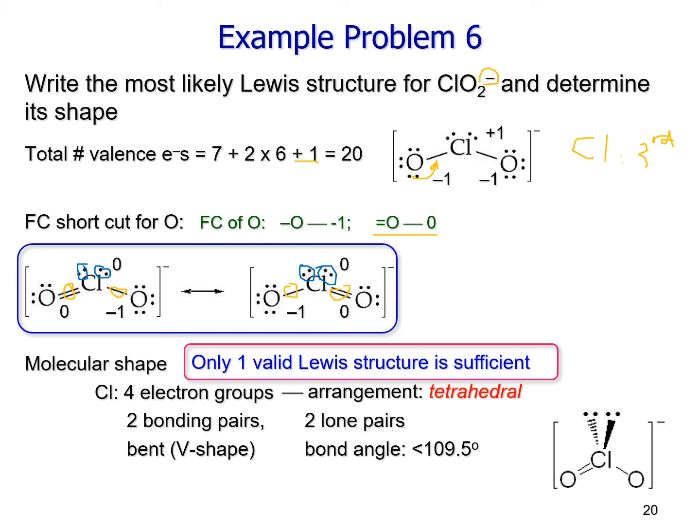But before we leave that slide, one thing I'd like you guys to understand. If we try to count for this one, we understand it's not the most likely Lewis structure, but it is still valid. If that is valid, let's count just how many electron groups we have in there. 2 bonding pairs. How many lone pairs? 1, 2.